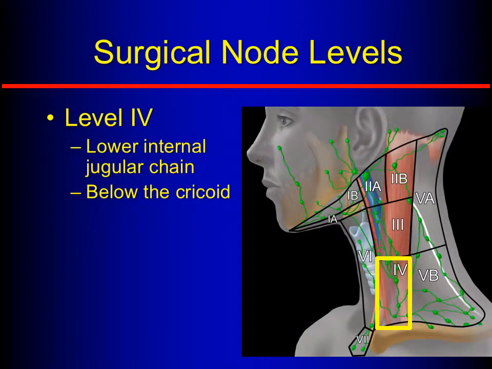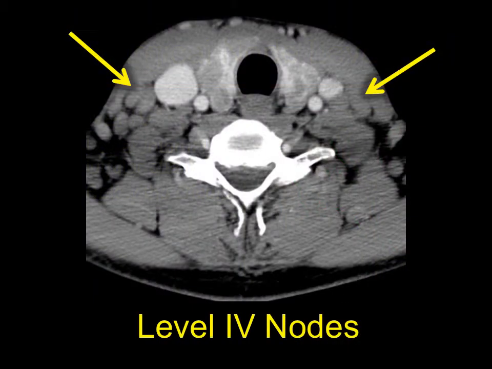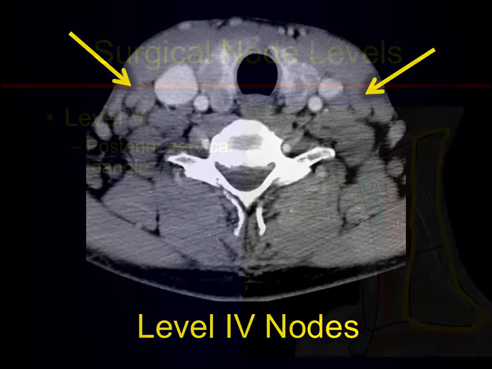Next we have level 4, so this is the low internal jugular chain below the cricoid. And here's an axial post-contrasted CT. We're at the level of the thyroid gland. Here's a common carotid. Here's the jugular. Here's a sternocleidomastoid. And we see these level 4 nodes out laterally within the cervical soft tissues.